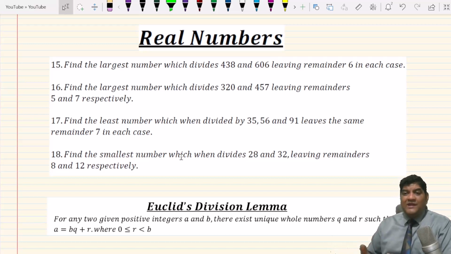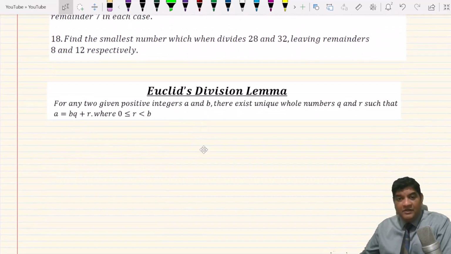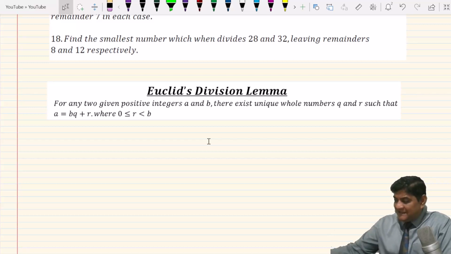So most of the questions in exercise 1B are dependent on Euclid's division lemma. So what does Euclid's division lemma state? It simply states this, that for any two positive integers a and b, there exist unique whole numbers q and r, such that a is equal to bq plus r. This is not very difficult to understand.